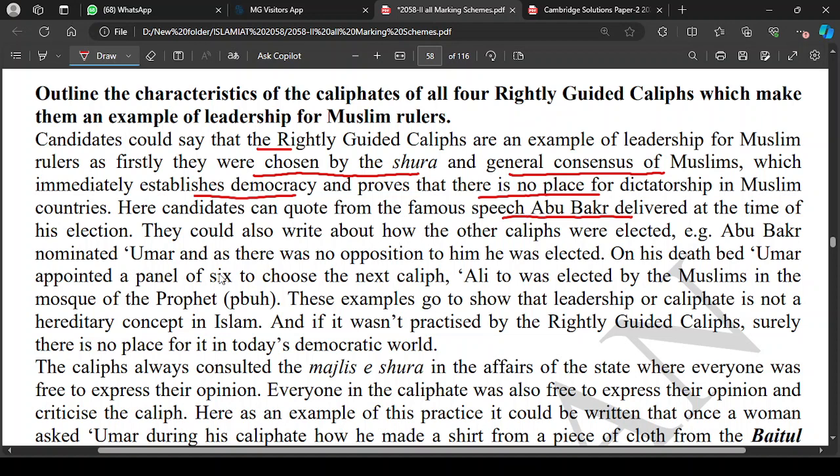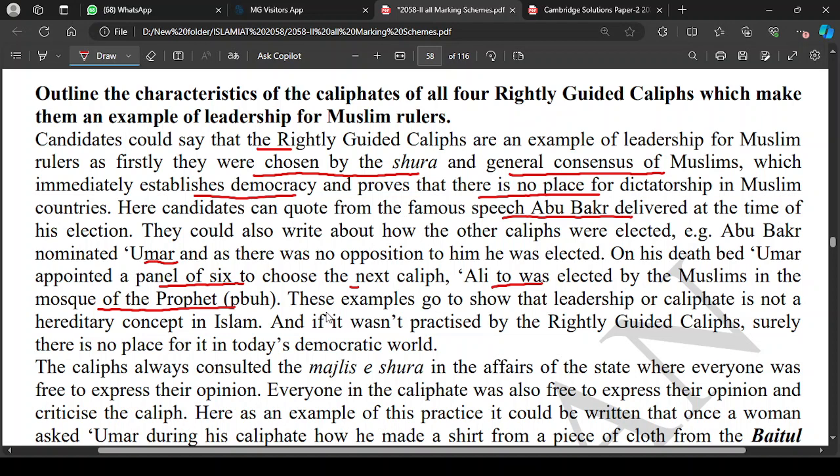Abu Bakr nominated Umar, and this has also been discussed first with the council, and then Abu Bakr nominated him as his successor. Umar, on his deathbed, appointed a panel of six people to choose the next caliph. So they set an example for the leadership of the Muslim rulers, the way they have to nominate their successor. Ali Radiallahu anhu was also elected by the Muslims in the mosque of the Holy Prophet Muhammad, peace be upon him. Talha and Zubair were the first to acknowledge him as a caliph.